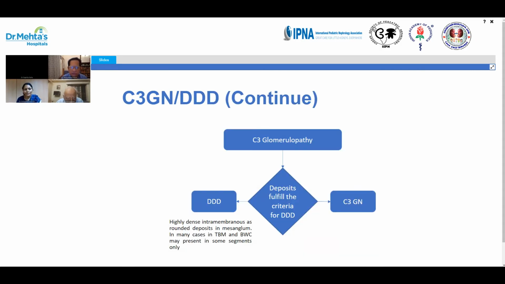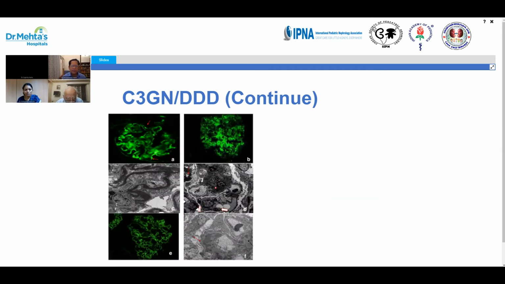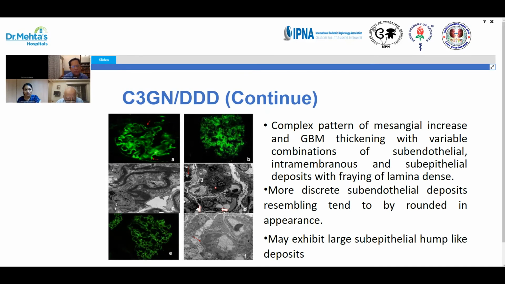So in C3 glomerulopathy, that is dense deposit disease, and C3 glomerulonephritis, there are highly dense intramembranous and round deposits in the mesangium, in many cases in the TBM, and Bowman's capsule may be involved in some segments only. So what happens in C3GN? In the first slide, there is immunofluorescent deposition with C3 coarse staining. If you look at this coarse staining on immunofluorescence, there is also staining in the Bowman's capsule, shown by the red arrow.